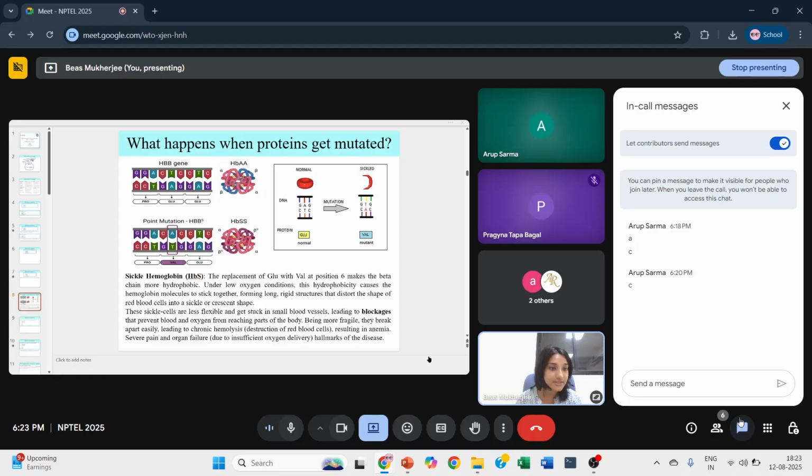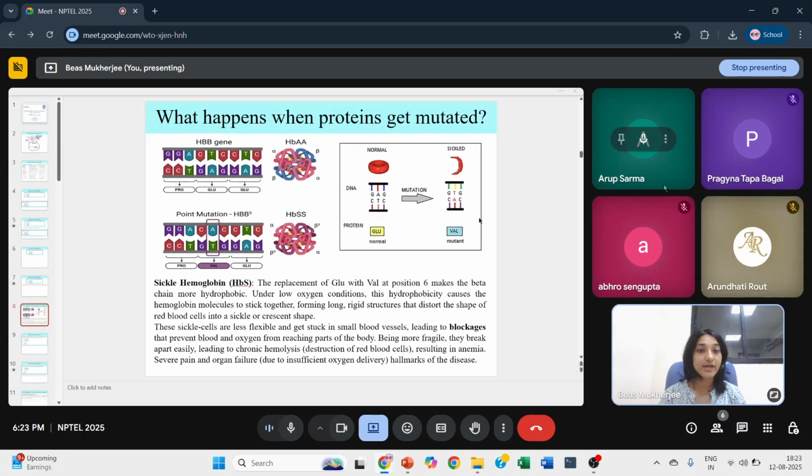So it becomes more hydrophobic, and under low oxygen conditions, this hydrophobicity causes the hemoglobin molecules to stick together, forming long rigid chains that distort the shape of the red blood cells into a sickle or crescent shape. So these sickle cells are less flexible. Now red blood cells need to be very flexible because they are supposed to pass through very narrow blood capillaries. But the sickle shaped cells cannot pass through, leading to blockages that prevent blood and oxygen from reaching parts of the body.